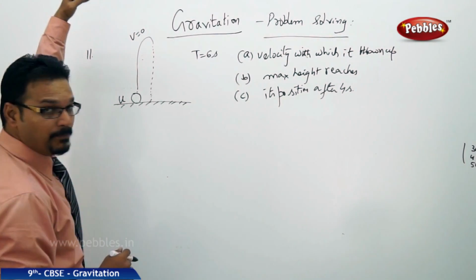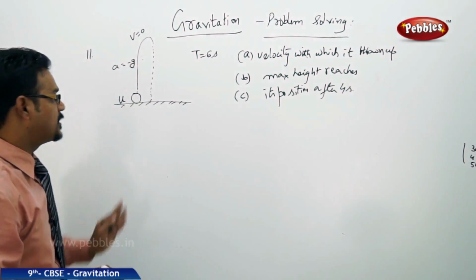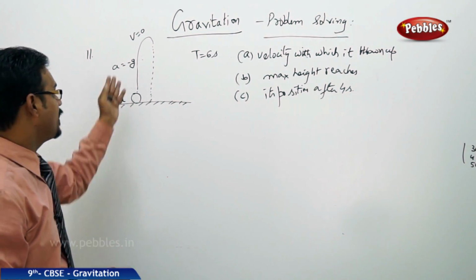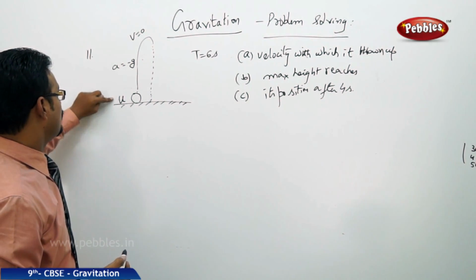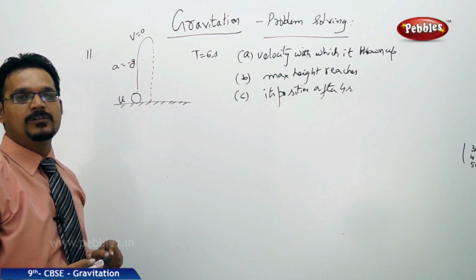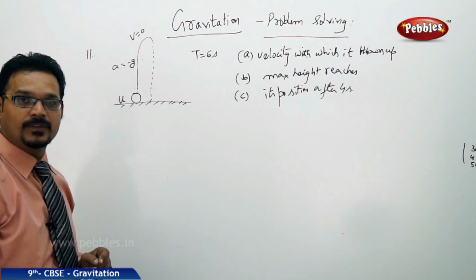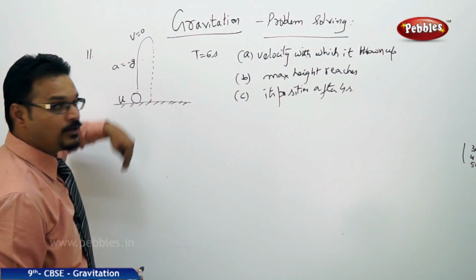As it is thrown up, its acceleration is minus g, as it is against gravity, where g is 10 meters per second square. So we need to find u. We have v, we have a. One more variable we also know, that is time. Total time taken is 6 seconds, going up and coming down.